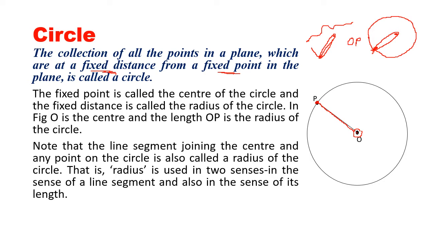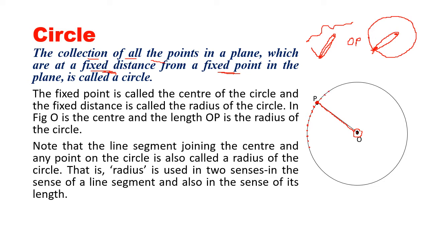So again we go to the definition, the collection of all the points. Now where are all the points? If you see this point P, as you keep moving, you are making many different points on the circle. So can you imagine how many points are there on the circle? Yes, you are right. There are infinite points on the circle. So this circle has got infinite points.